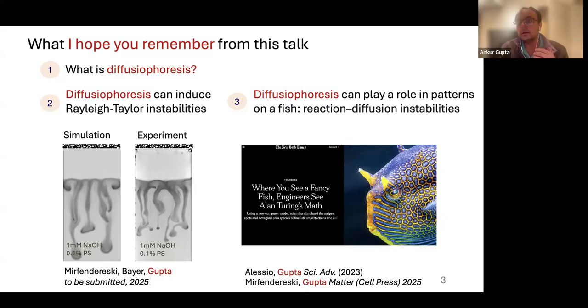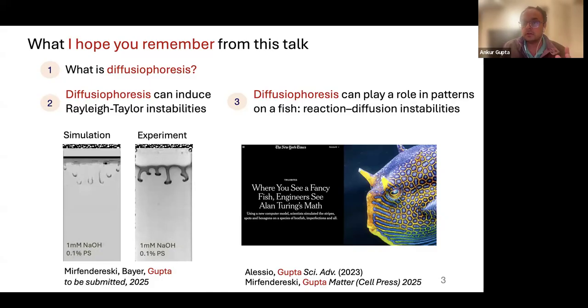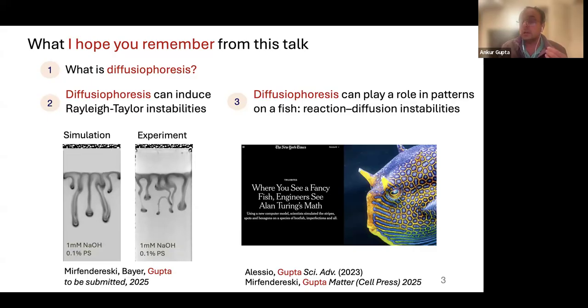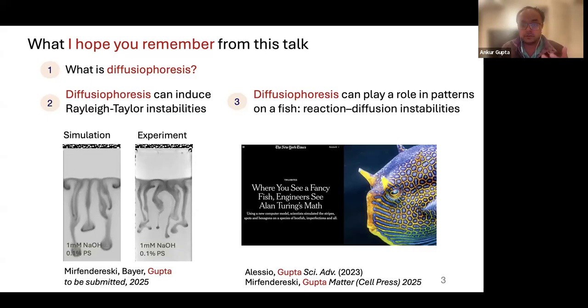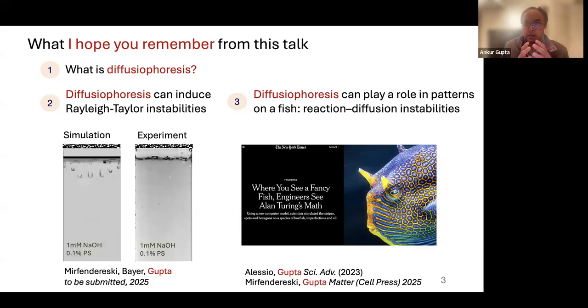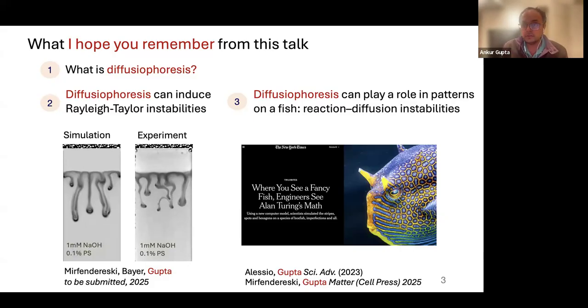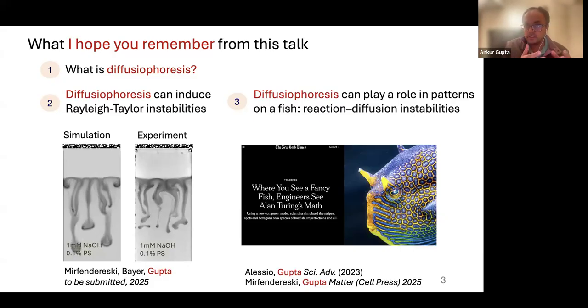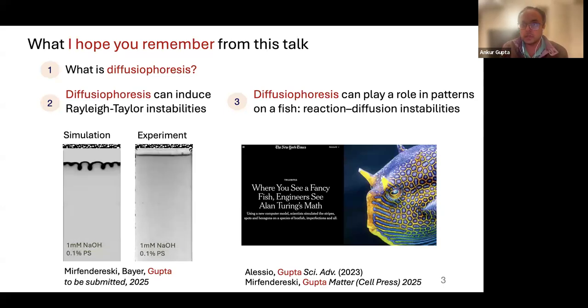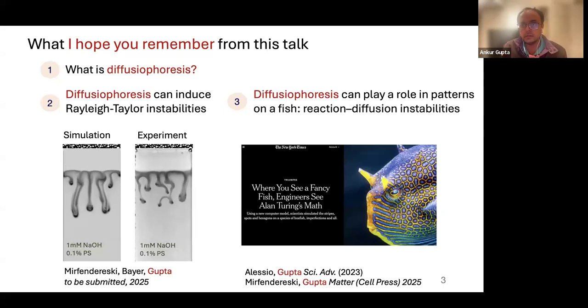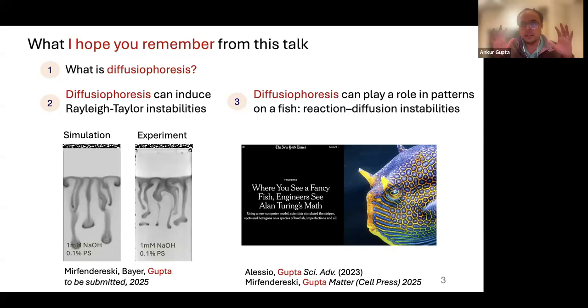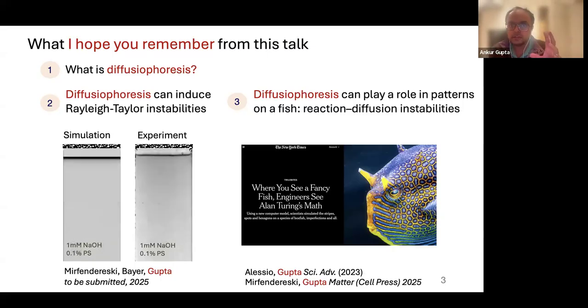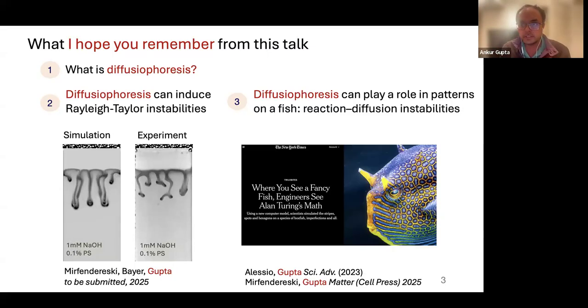And then the third is that diffusiophoresis can play a role in patterns on a fish, which are basically reaction diffusion instabilities. The articles that go into the details of this work are listed below. One of them is still under preparation, but the other two are out if you're interested to learn more about the details. All right. So with that in mind, I'll start with the first topic about what is diffusiophoresis.